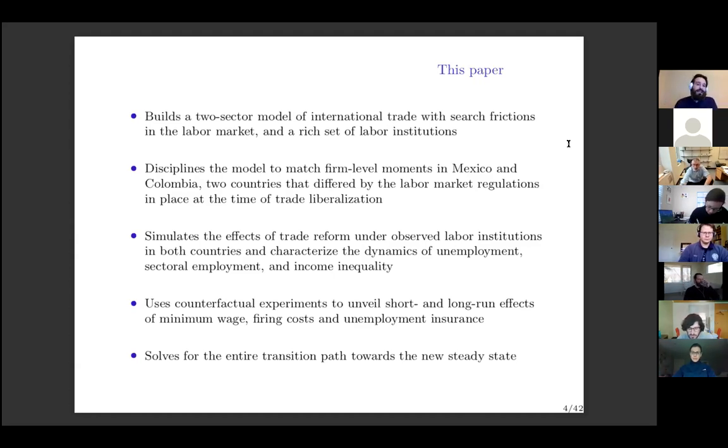And then as a second exercise, I will implement the same type of trade liberalization, but under counterfactual labor market institutions to account for how much of the dynamics observed in labor markets can be explained by those institutions. And to do so, we solve for the entire transition path towards the new steady state.